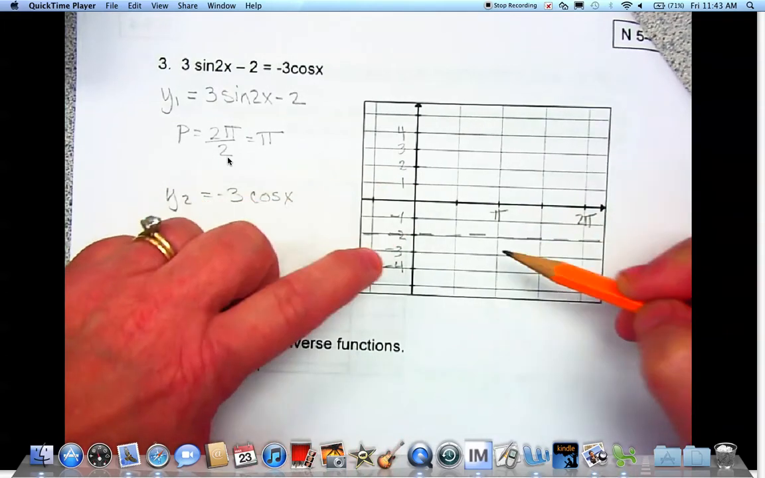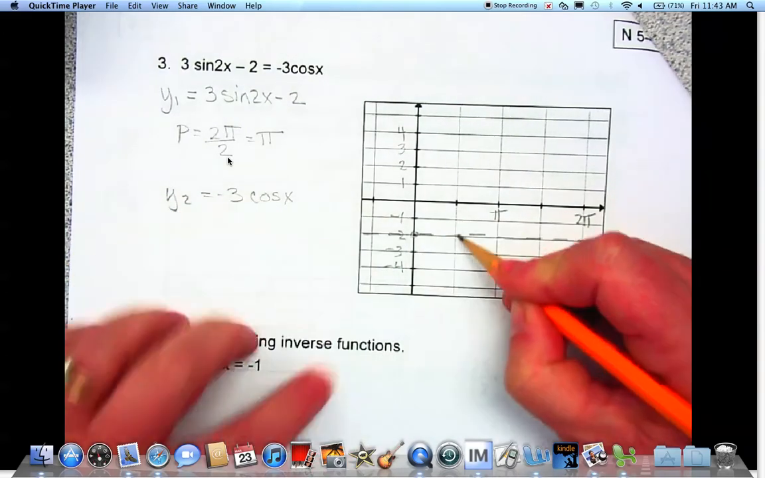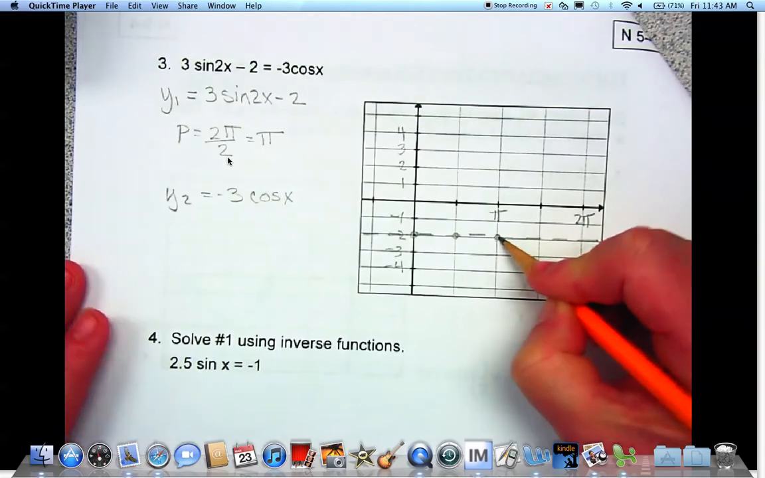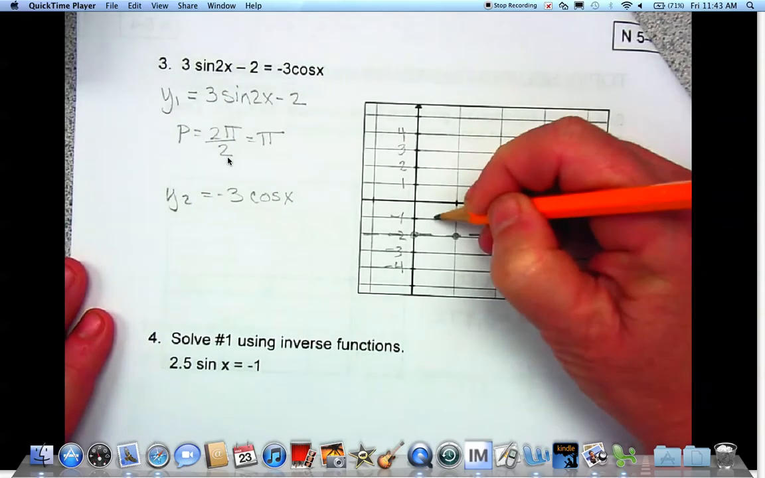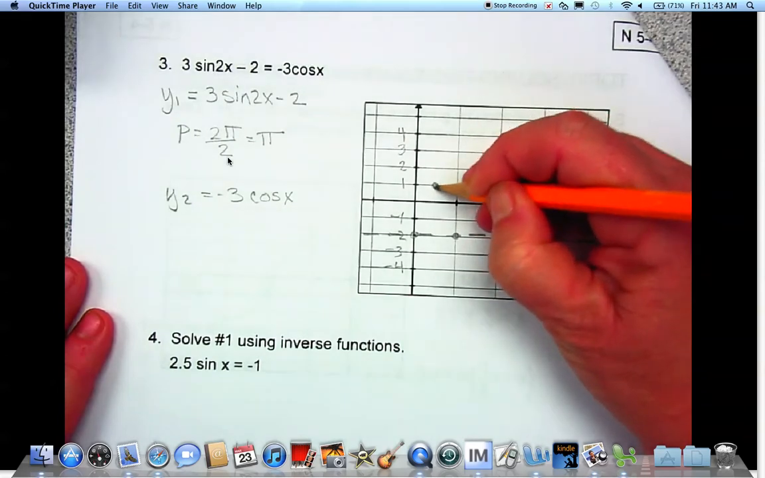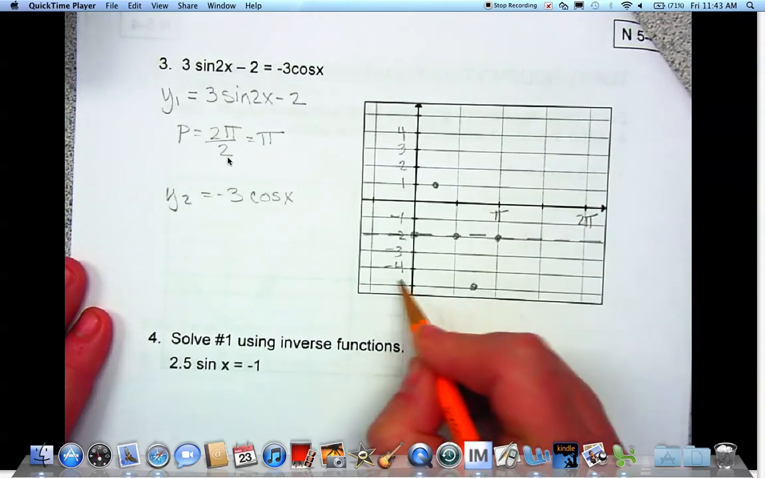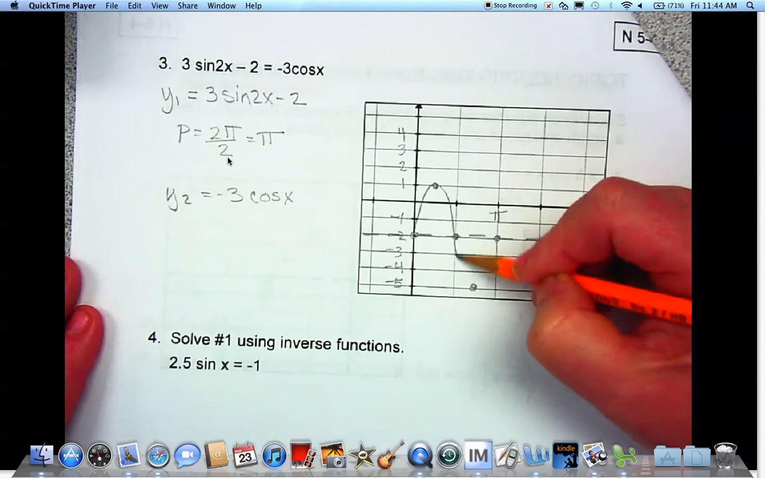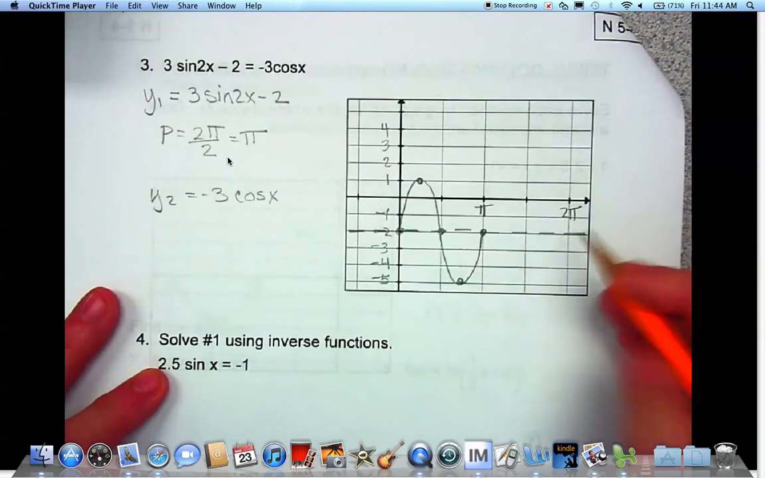And where's it going to start? At -2. It's going to go up 3, and it's going to end at -2 at pi. Then it's positive, so it goes up 3, which means it's going to be up at 1, and it's going to go down to -5. Do we have to draw one function or all of them? You have to go all the way from 0 to 2 pi.